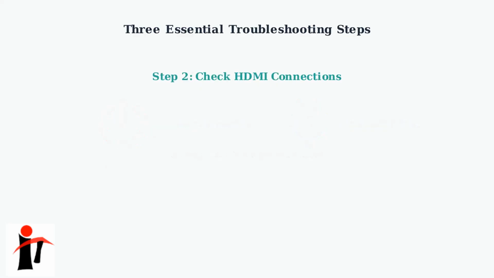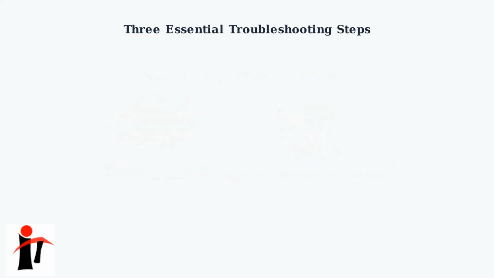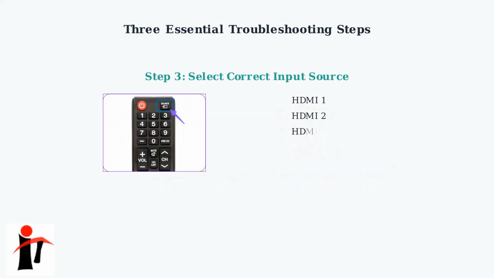Next, verify all cable connections, especially the HDMI cable, ensuring they are securely plugged into both the Freestream box and your TV. Finally, confirm that your TV is set to the correct input source for the HDMI port your Freestream box is connected to. This is often overlooked but essential for proper signal display.